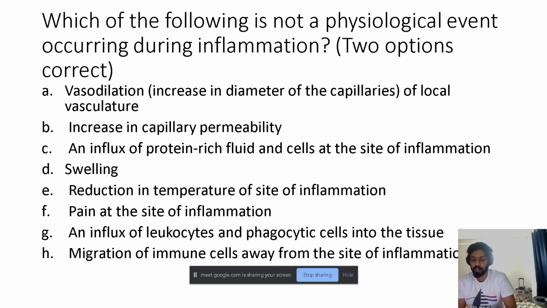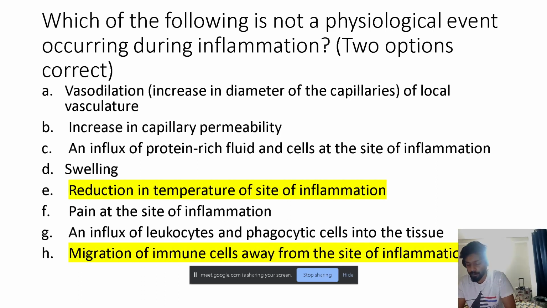site of inflammation, right? There is no need for any reduction in temperature, first of all, and there is increased blood flow to the site of inflammation. So there is no reduction in temperature. If anything, there will be a slight increase in temperature, and there will be pain at the site of inflammation. So it's swollen, so it'll be painful, and an influx of leukocytes and phagocytic cells into the tissue happens, right? So immune cells flood to the location, and migration of immune cells away from the site of inflammation is not true. It's quite the opposite. Point G is exactly what happens, and H is not what happens. So options E and H are the correct options.